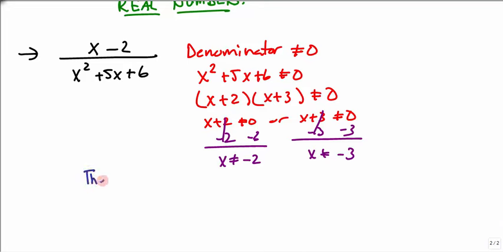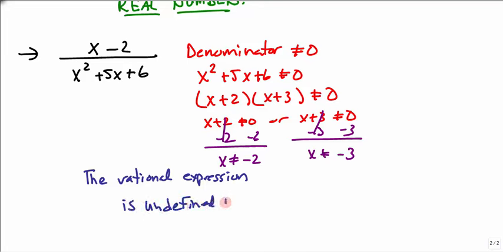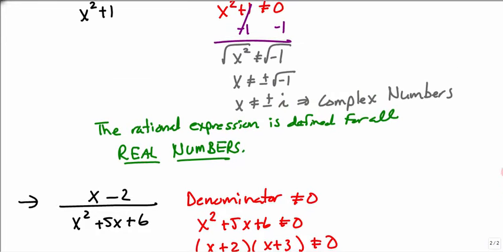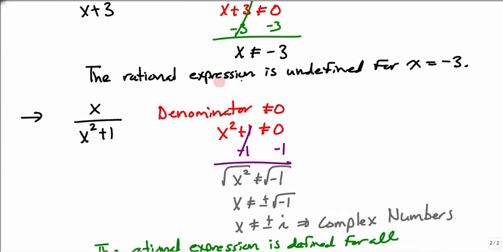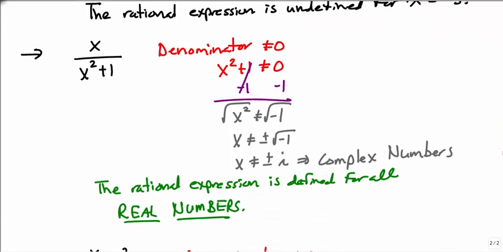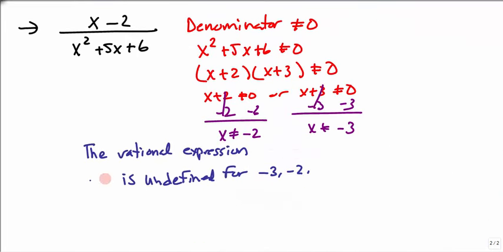So the rational expression is undefined for negative 3 and negative 2. So up here, the rational expression is undefined for x equal negative 3. Down here, same thing, we have two values, so negative 3 and negative 2. So you have to kind of keep your eye out for those values where it's undefined.